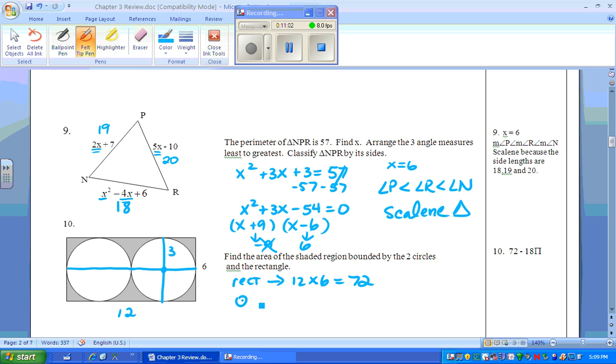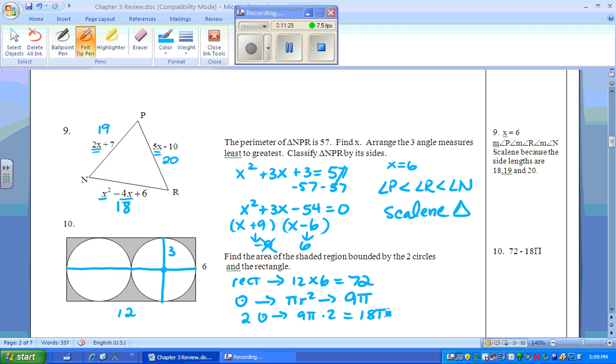The circle's area is the formula pi r squared, r being 3. 3 squared is 9 pi. Leave your answer in terms of pi. But there is not only one circle. There is how many? 2 circles. So one circle is 9 pi. So 2 circles is 9 pi times 2, which is 18 pi.